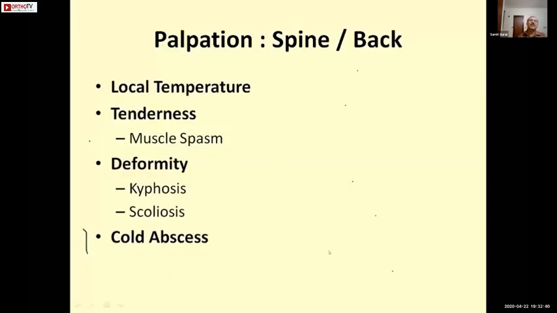So after inspection, we come to palpation. Of course, palpation always starts with local temperature and then the tenderness. I'll talk about this in the next few slides. And the deformity: kyphosis, scoliosis, horizontal kyphoscoliosis, and I'll talk in detail about cold abscess later.